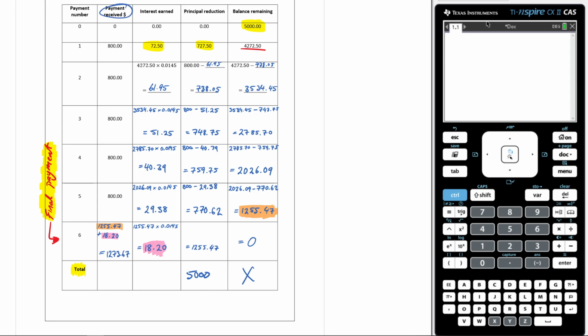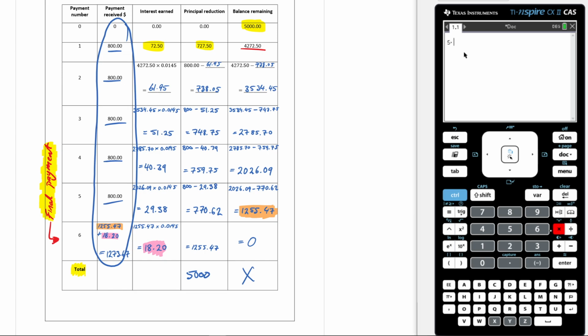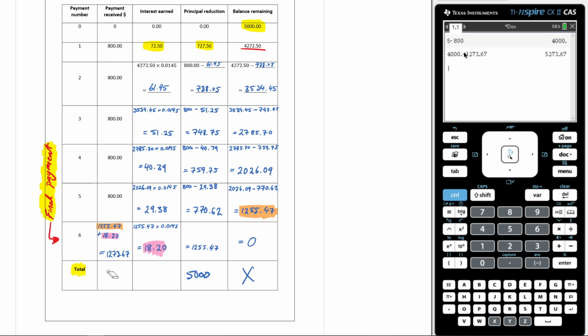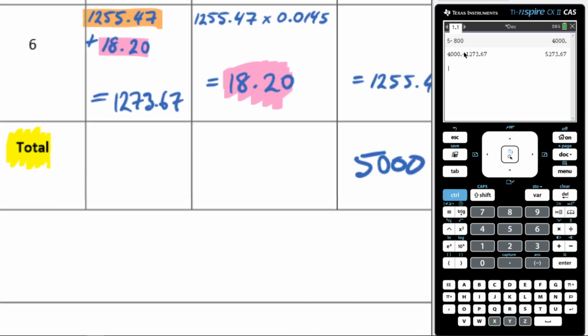Let's begin with the payment received. What you're simply going to do is add up this column here. So I've got 1, 2, 3, 4, 5 payments of $800. So 5 times 800, and then I have to add on my final one, which is plus 1273 plus 67. All right, so let's just clean this up. That's going to be the total amount of payments I've received.